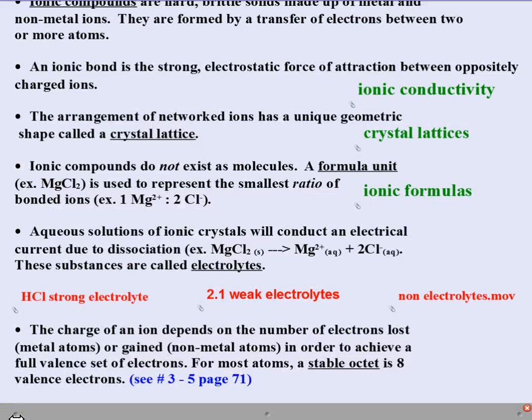All right, the last point on this slide just sums up an idea that has been presented in grade 10 science, which is that in order to ionize, an atom, whether it be a metal or non-metal element, needs to achieve a full valence set of electrons. For most atoms, we refer to that as a stable octet, or 8 valence electrons. Some of the exceptions would be hydrogen and helium, which are looking to fill their first valence orbit, which has only 2 electrons. So that would not be a stable octet. But for the majority of elements that we represent in this chemistry course, we will use that as a target value.